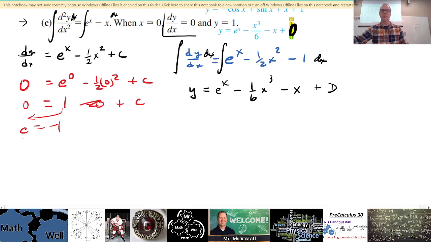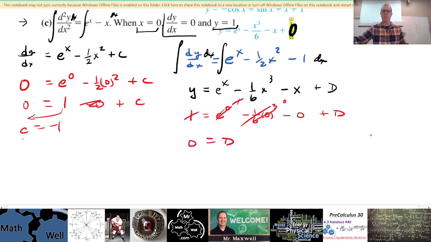This d here can be found because when x equals 0, the question also says that y equals 1. So I can go 1 equals e to the 0 minus 1 over 6, 0 cubed minus 0 plus d. So this is a 1, that's a 0, and this is 0. So subtract 1 from both sides. Those 1s are both gone. I get 0 equals d. Does that look right?